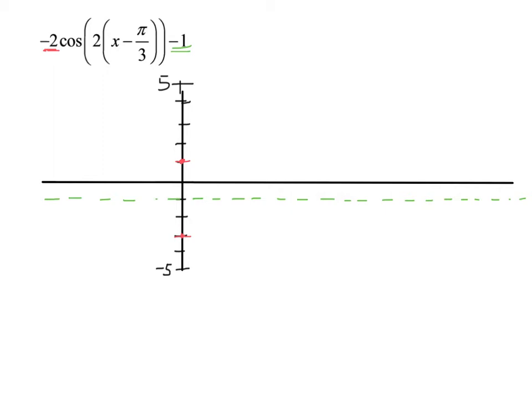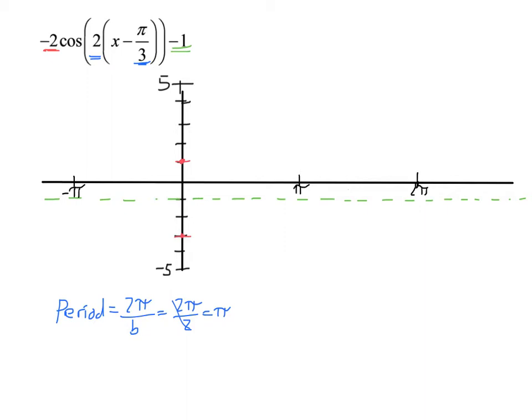The graph is going to be shifted there with that minus pi over 3, and that 2 there is going to affect the period. So let's calculate what the period is. Remember, it's 2 pi over b, and b in this case is 2. So here the period is just going to be pi. So it's a quick turnaround, and we are shifted. So we're going to stretch this one out a little bit. So there's going to be pi.